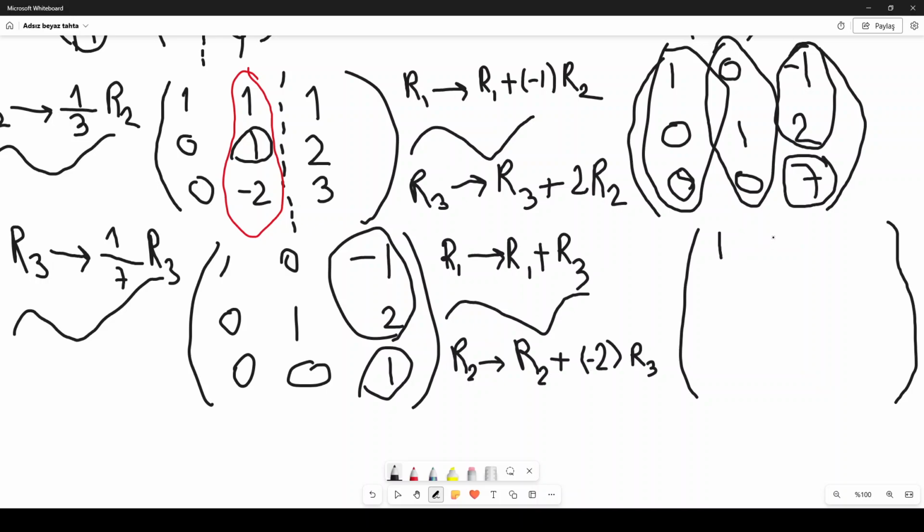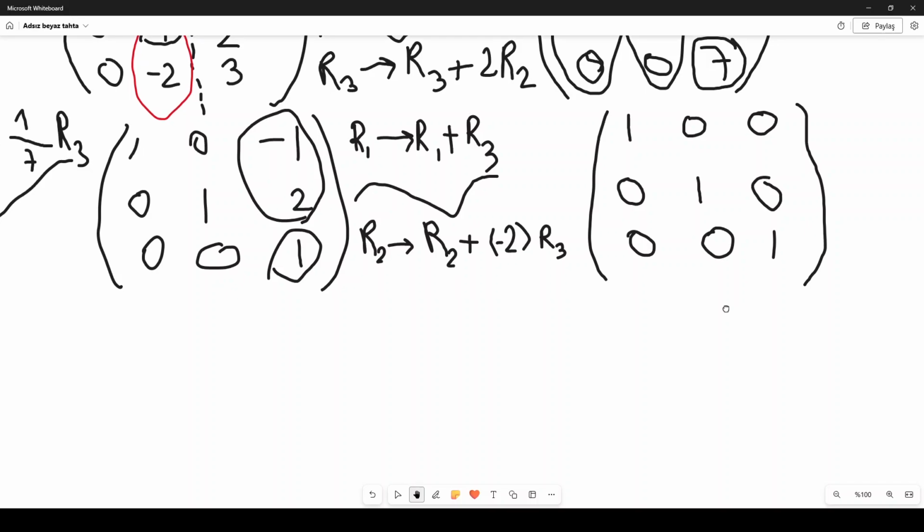1, 0, 0, and then 0, 1, 0, and 0, 0, 1. Right. So we are done with the Gauss-Jordan method. Why are we done? That's because look at the last matrix we just found, guys.